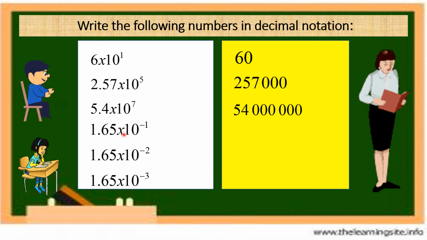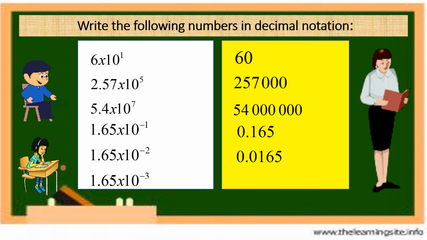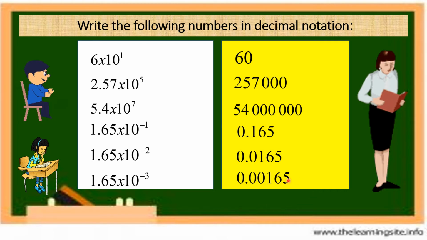Next, 1.65 times 10 raised to negative 1. Move the decimal point to the left. We have 165 thousandths. 1.65 times 10 raised to negative 2. Move the decimal point 2 places to the left. So we have 165 thousandths. For the last number, 1.65 times 10 raised to negative 3. We move the decimal point 3 places to the left. So we have 165 thousandths.